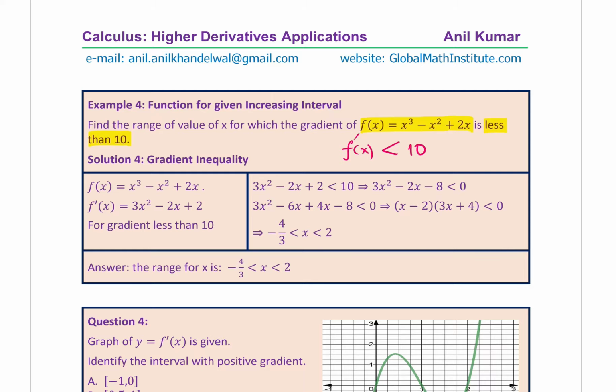So simple steps to do this will be: write down the function and then its gradient. Once you know what the gradient is, the condition is that it should be less than 10. So set the gradient less than 10 and solve the inequality. Bring all the terms to the same side, factor, right? And then write down the solution. Now, a couple of ways to do this. I prefer to solve this using the graph itself.